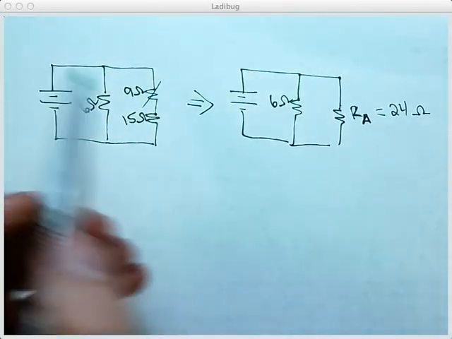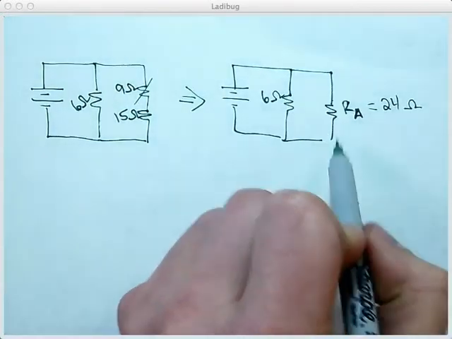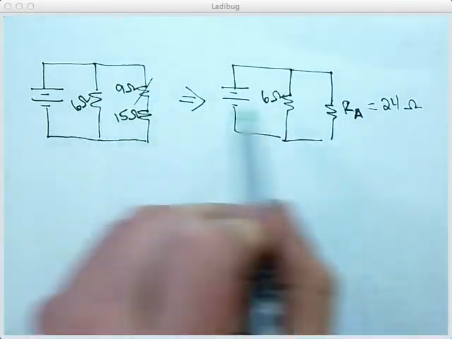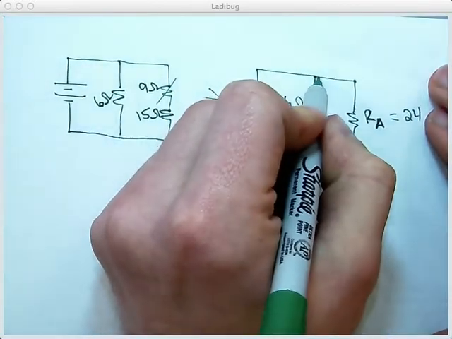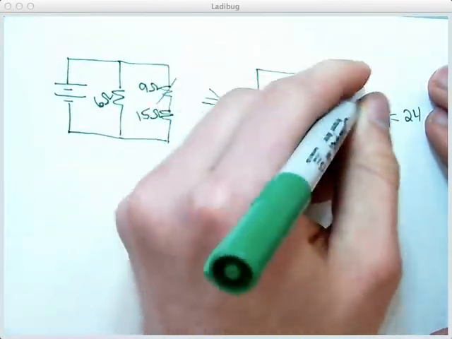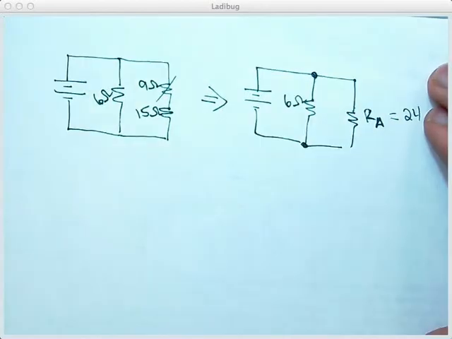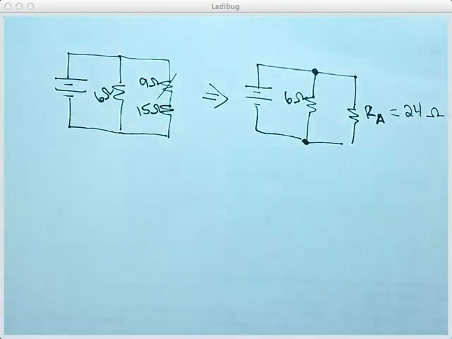All right, do you see how when I combined these into a series, I created a parallel? Because look, this one starts here and ends here, and so does that one. So I created a parallel when I combined those into a series. Okay, so now I want to get the parallel together.